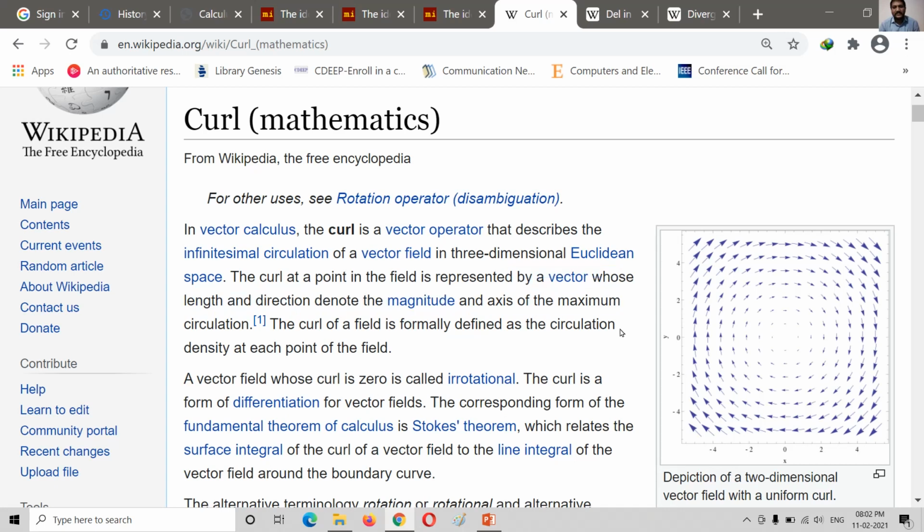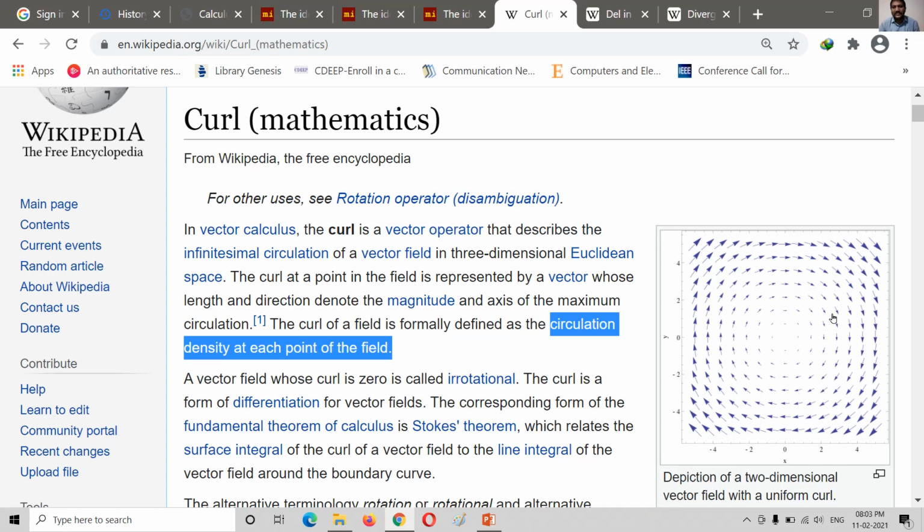So this is a very important point from the curl point of view: it is represented by a vector. It means that the curl has a vector as its result, and its length and direction denote the magnitude and the axis of the maximum circulation. At the same time, we can say that curl is defined as the circulation density at each point of the field.